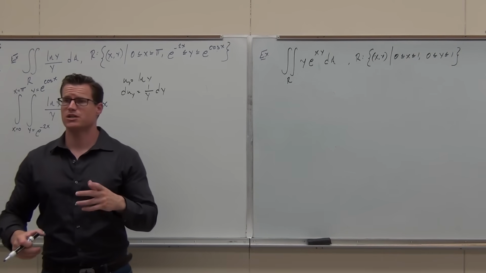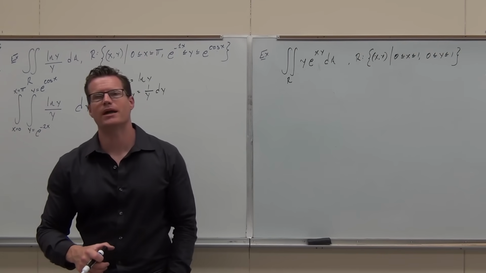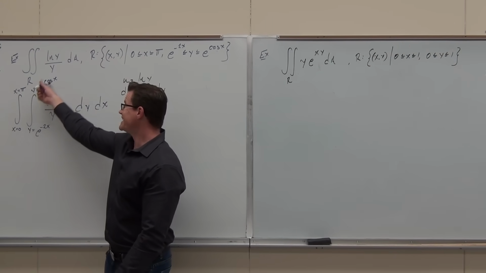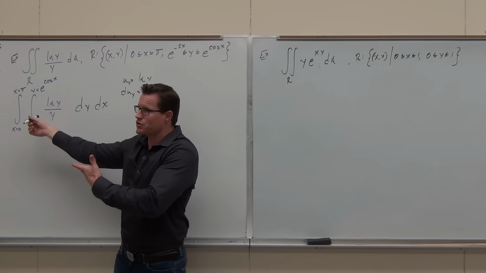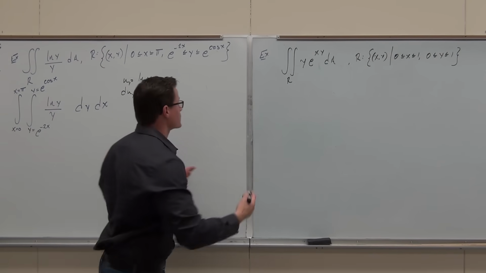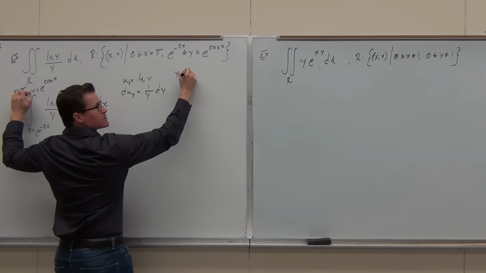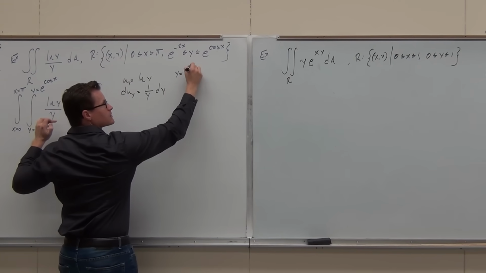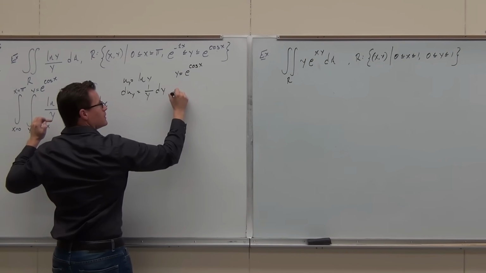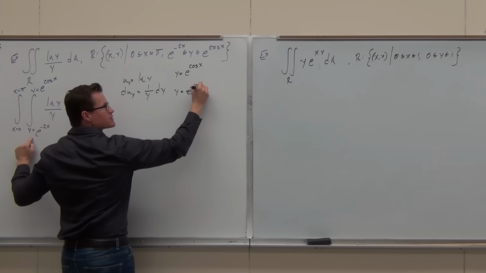Also, hey, could you change bounds? Yes. This would be a good idea to do. Look at why it'd be a good idea. If I put an e to a cosine and e to a negative 2x into an ln function, e and ln are gone. That's really nice. So if we change bounds, the first one would be y equals e to the cosine x. And here we'd have y equals e to the negative 2x.